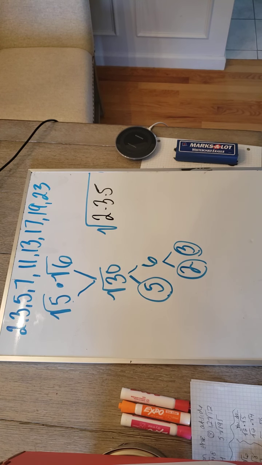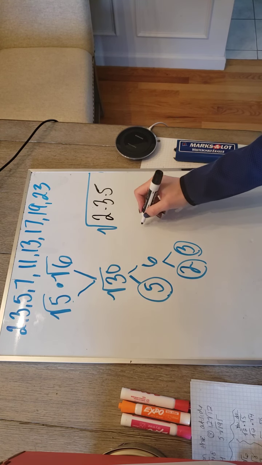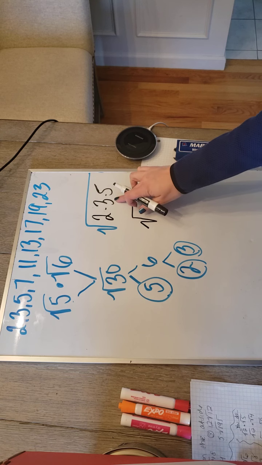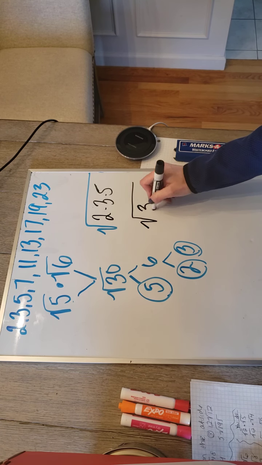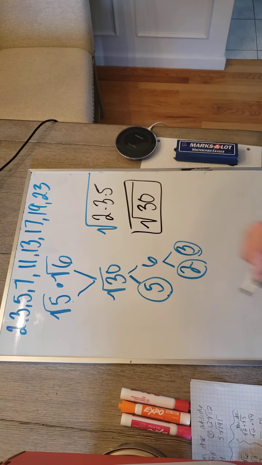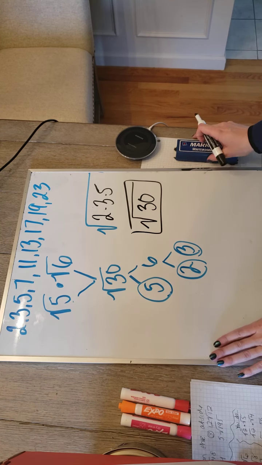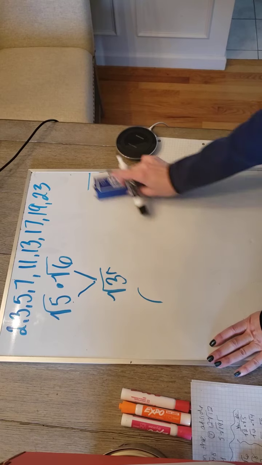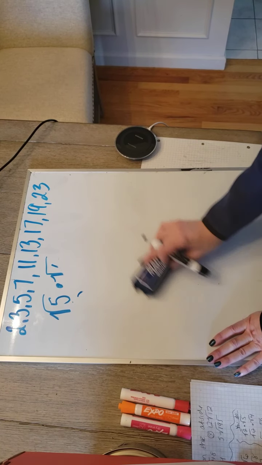Do I have any pairs? No, I do not. So if you remember from the other day, you just multiply your numbers back together. 2 times 3 is 6, times 5 is 30. So this is your answer. Are they all going to be this simple? Absolutely not. But one of them in your practice thing will be.